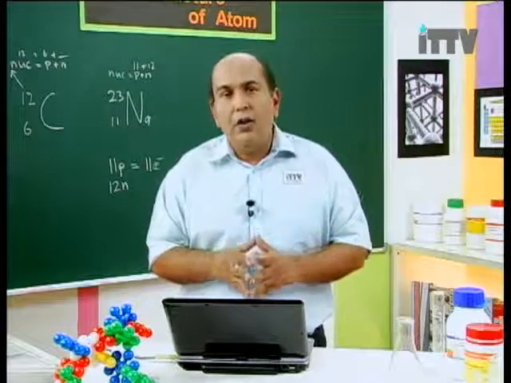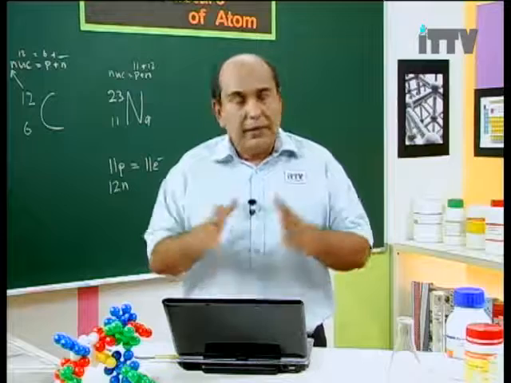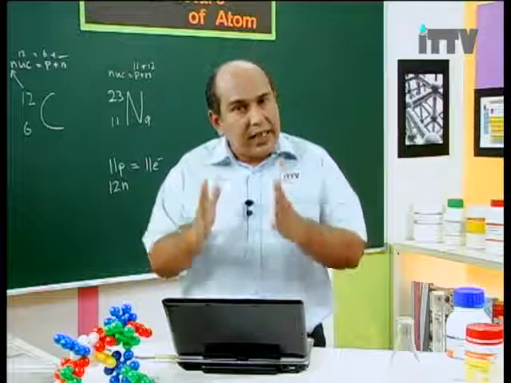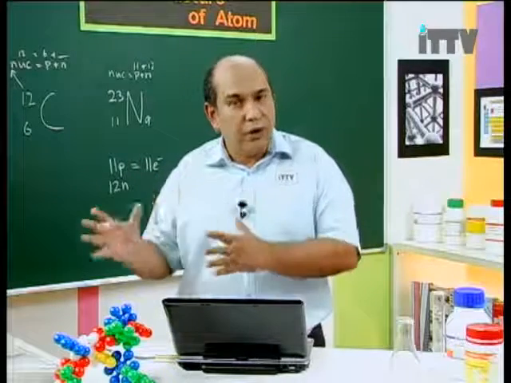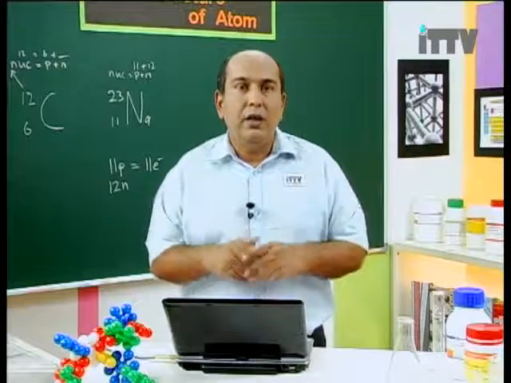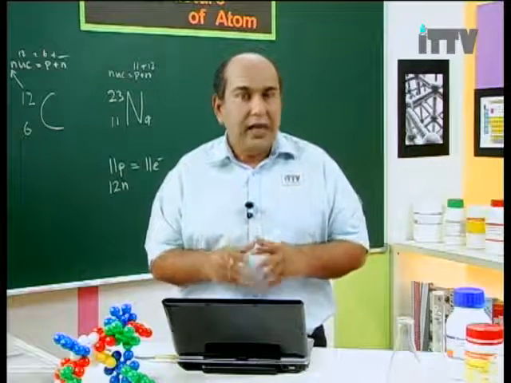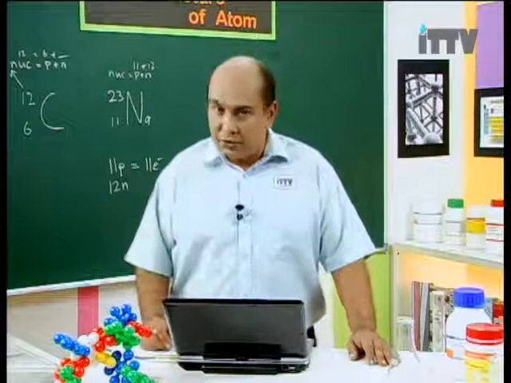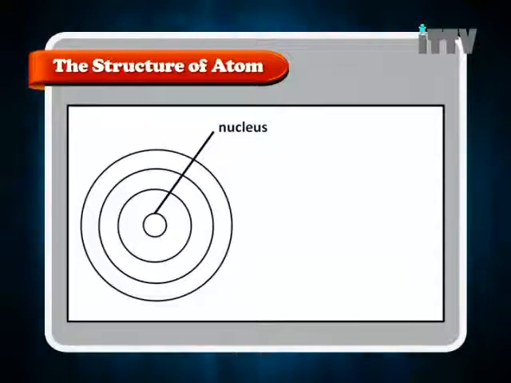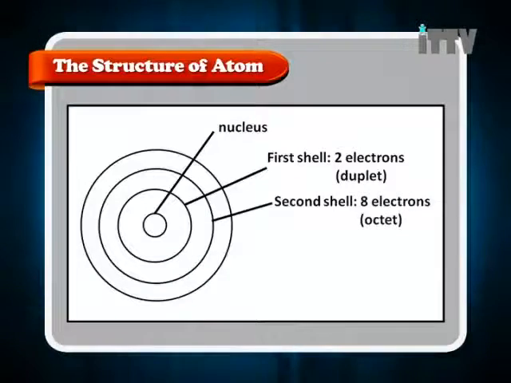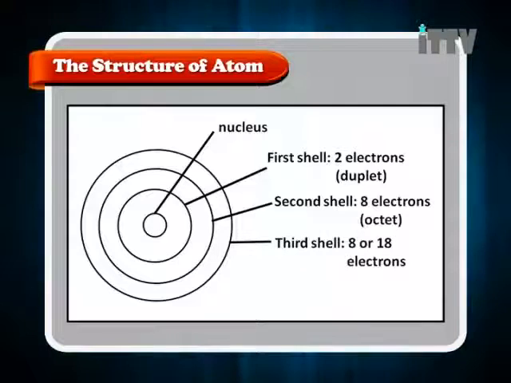So this is very, very important to understand that the electrons are not all of them placed in one shell, or that they are arranged in a random way. The arrangement is quite fixed. The first shell can have a maximum of 2, the second shell a maximum of 8, and so on. So we need to know for our examinations and our chemistry lessons how these electrons are arranged and how we write down their arrangement. Remember, first shell, 2 electrons. We call this duplet. Second shell, 8 electrons. We call this octet. Third shell, 8 or 18 electrons.